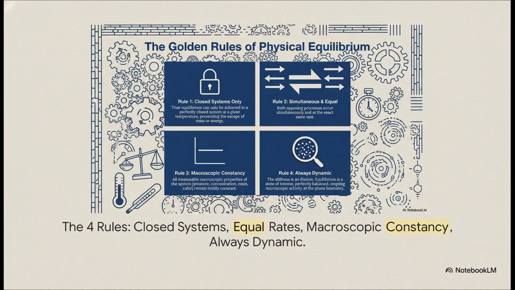All right, here they are, the 4 golden rules of physical equilibrium. Number 1, it has to be a closed system. Nothing gets in, nothing gets out. Number 2, the 2 opposite processes have to be happening at the exact same speed, simultaneous and equal. Number 3, all the stuff you can actually measure, like pressure or temperature, has to stay constant. And finally, number 4, maybe the most important one of all, always remember it's an illusion. That system is always dynamic, always active on that tiny molecular level.